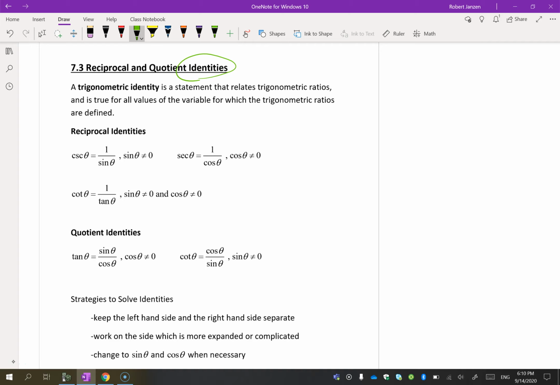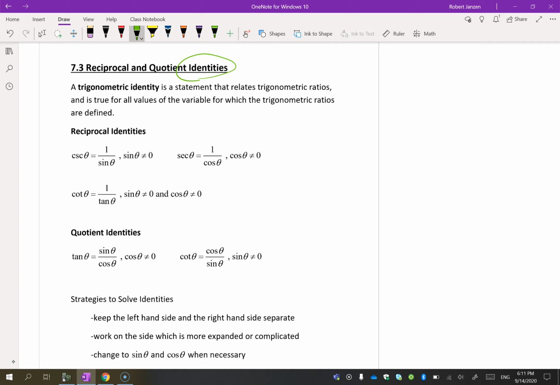So in these questions, we're not trying to find out what the variable is. What we're trying to do is show why these are true. And here's the secret. They are always true. If it's an identity, that means they are true all the time.